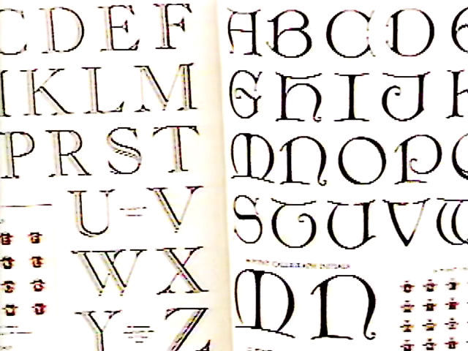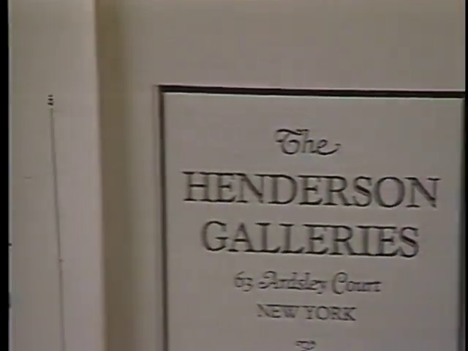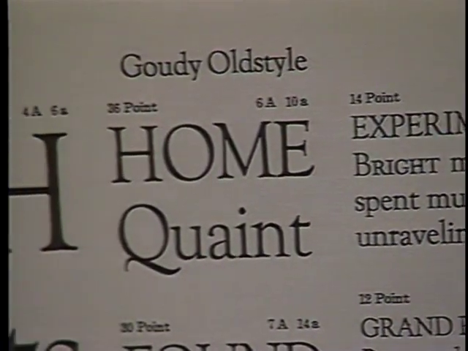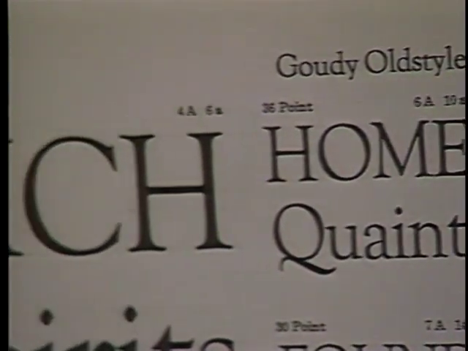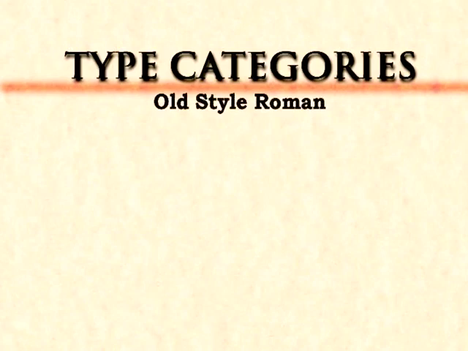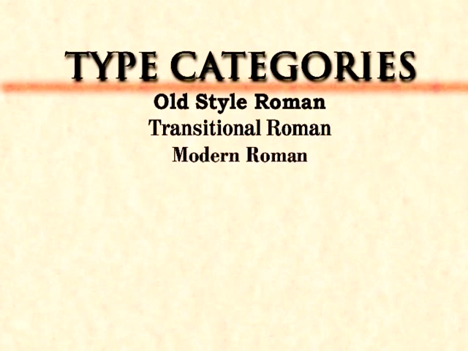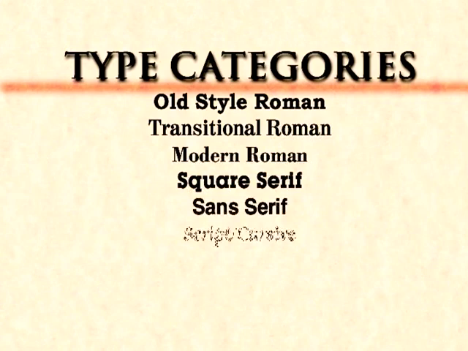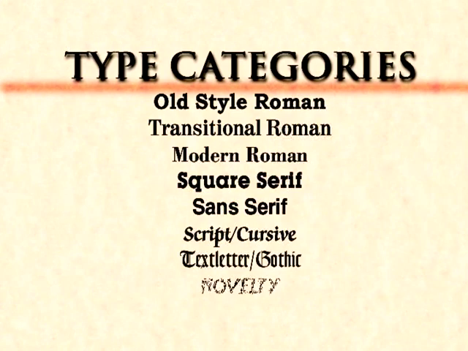In order to effectively manage the large number of type styles that are available, a method of categorizing types has evolved. All of the type styles that have been designed for use in the United States can be categorized in one of the type categories. Some variations in these categories are recognized among typesetting practitioners. Generally used type categories are Old Style Roman, Transitional Roman, Modern Roman, Square Serif, Sans Serif, Script or Cursive, Text Letter or Gothic, Novelty.